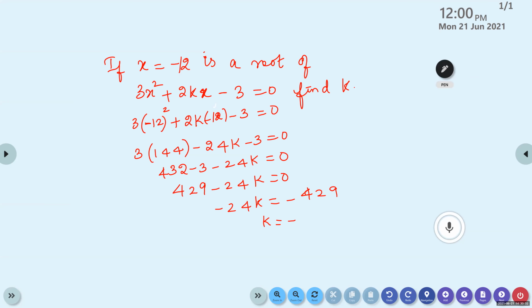Ma'am, should we write this? No need. Okay, he asked one doubt, so I'm clarifying that one. This is your assignment question. When you simplify this, you will get the answer. Okay, is it okay? Yes.